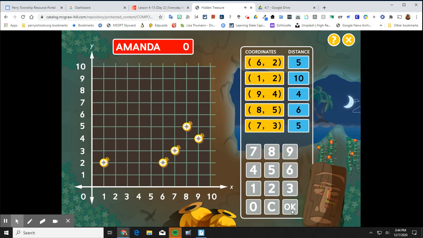Sorry, you didn't find the treasure. Here's where the treasure is hidden. So I wasn't far enough over there. Thanks for playing Hidden Treasure.